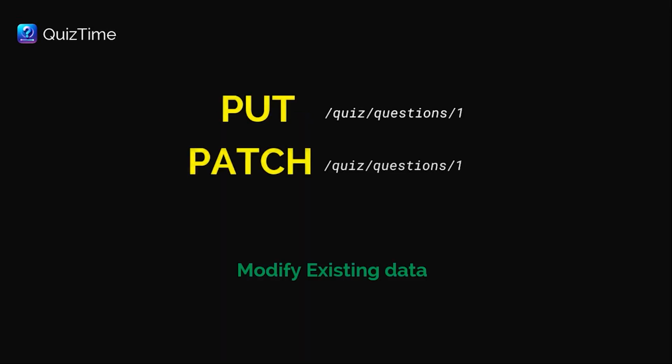To update existing data, we use PUT or PATCH. PUT updates the entire resource, PATCH updates only specific fields. These methods will allow us to modify an existing quiz question.